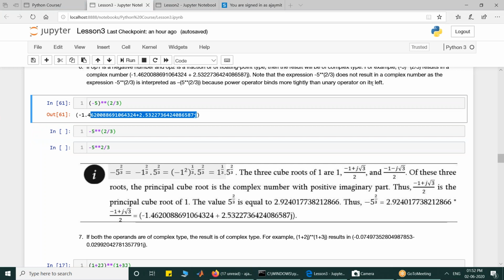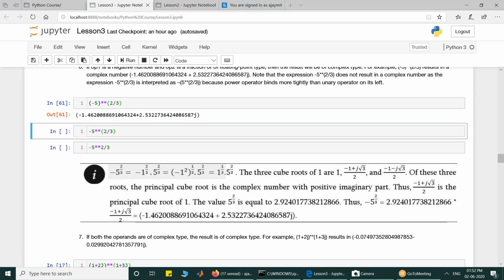So you must remember that if the first operand is negative and the second operand is a fraction or a floating point number, you are going to get a complex number. Now can anybody tell me, students, what would be the output of this, the cell which is highlighted? Will I get a complex number? Tell me yes or no.